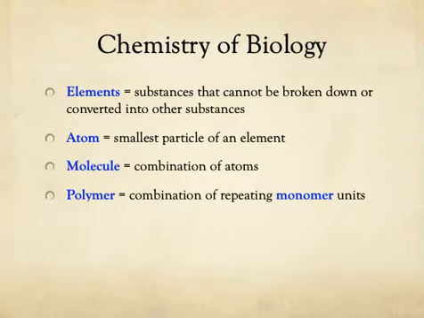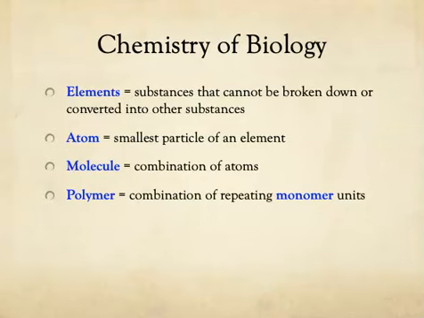On this first slide, I have listed some terms that you need to be familiar with. The word element and the word atom describe two different things, although we sometimes interchange them. An element is a substance that can't be broken down any further, and it cannot be converted into another element. Atoms are different. Atoms are the smallest particle of an element, so the smallest subunit of an element.